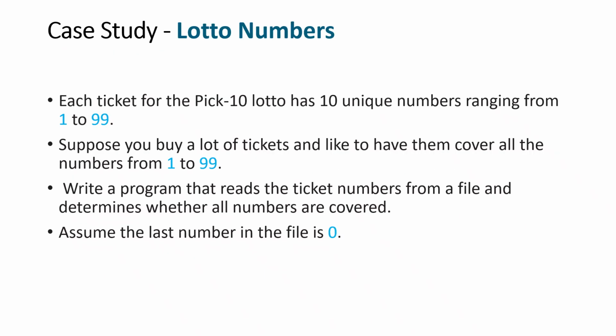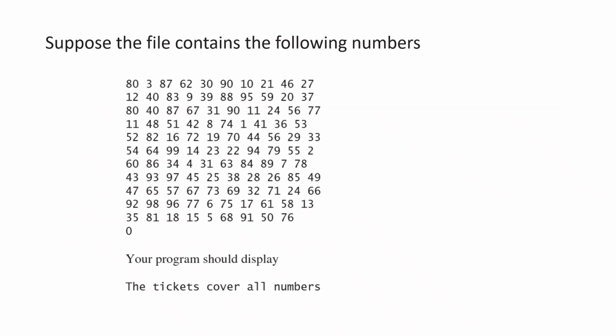Case study: lotto numbers and card decks. Lotto numbers, this is the problem. Each ticket for the Pick 10 lotto has 10 unique numbers ranging from 1 to 99. Suppose you buy a lot of tickets and would like to have them cover all the numbers from 1 to 99. Write a program that reads the ticket numbers from a file and determines whether all numbers are covered. Assume the last number in the file is 0.